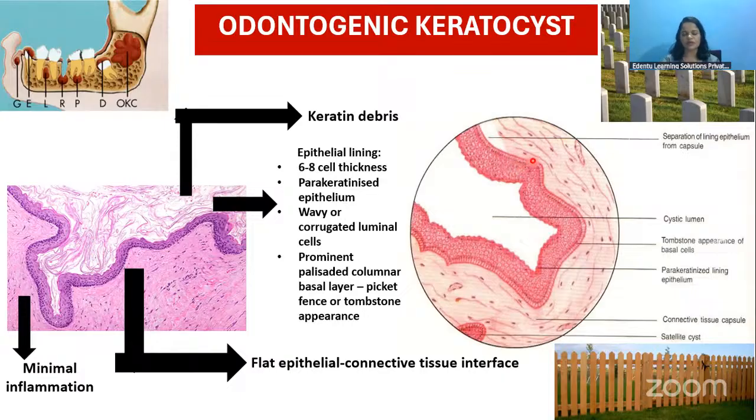That's normal because since there are no rete ridges, the connection between the epithelium and the connective tissue is a little bit weak. So what can happen is that separation can be seen between the epithelium and the connective tissue. And since it's a developmental odontogenic cyst, the inflammation will be very less in nature.